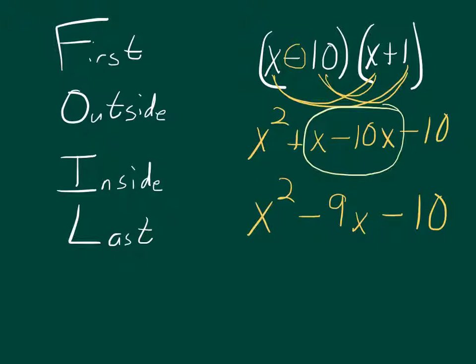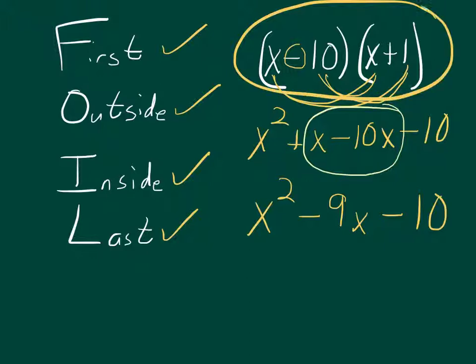That's the FOIL method. Pretty straightforward and simple. Easy to remember. Remember the first, outside, inside, and last terms of a binomial pair. Multiply those out. You'll get x squared minus 9x minus 10 in this case. You can use the distributive method as well to do that, and you'll get the same answer. FOIL is just a lot easier to remember, at least I think so.